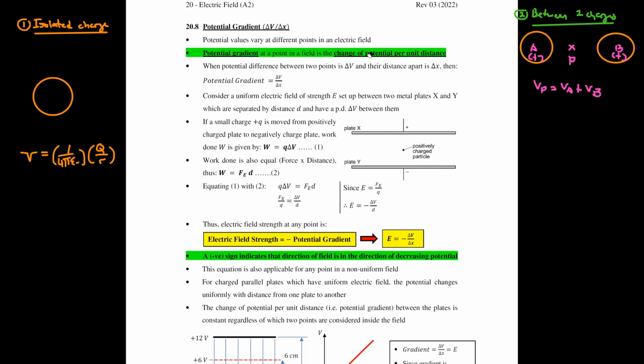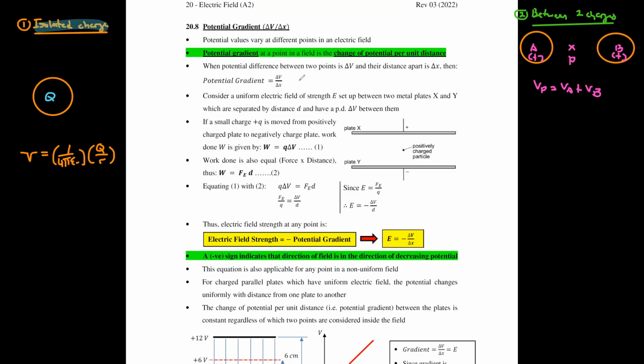Okay, now let's just recall a bit about what we learned for electric field before this. Let's just say I told you that you have an isolated charge, which is just a single charge that is far away from any other charges, isolated in space. Say this one is your isolated charge with charge big Q here.